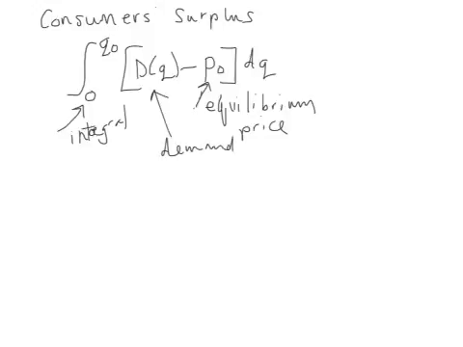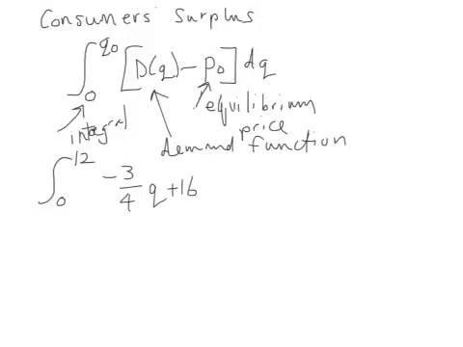Okay? I don't want you to get bogged down in all the math language, but that's essentially what you have to do. So we are evaluating from 12, which is our equilibrium quantity, to 0 of negative 3/4 Q plus 16. I'm going to put that in brackets, minus 7. Okay, so that's what we're looking at.